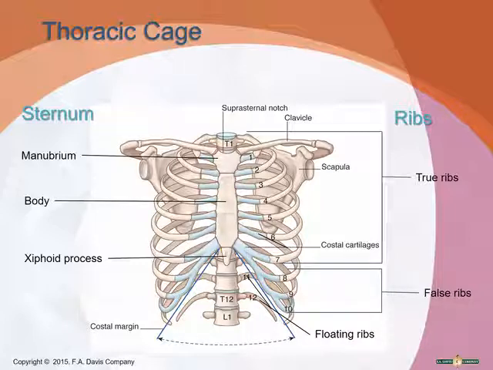And 11 and 12 are also called false ribs because they attach to cartilage that attaches to another piece of cartilage that attaches to the xiphoid process. 11 and 12 are also known as floating ribs because they don't attach to any part of the anterior thoracic cage. So that's important to know, the true ribs and the floating ribs.